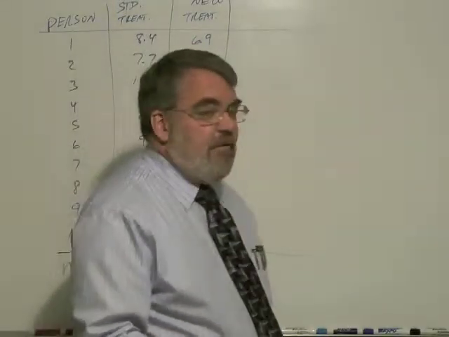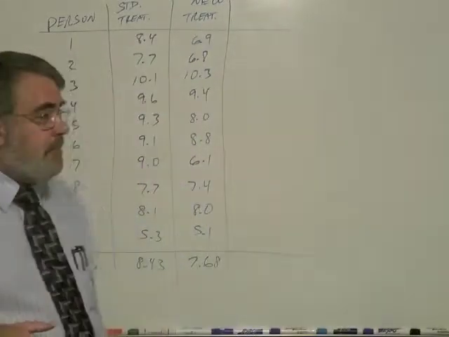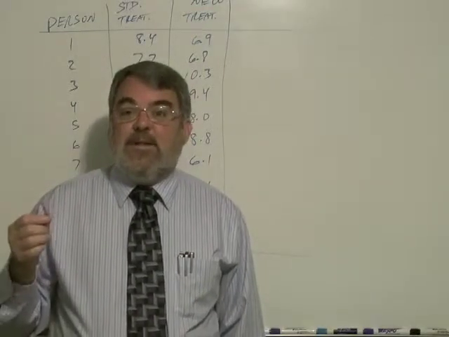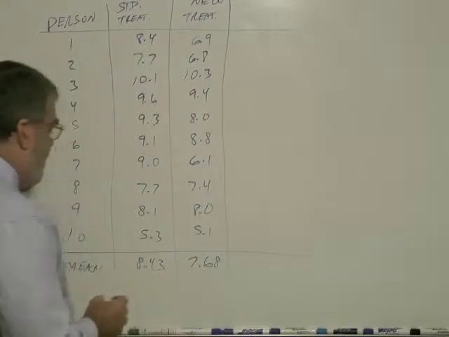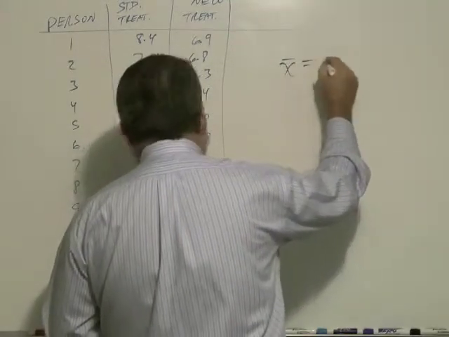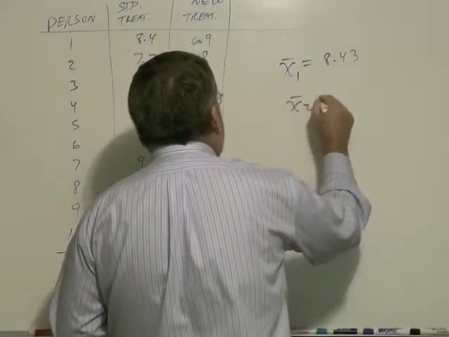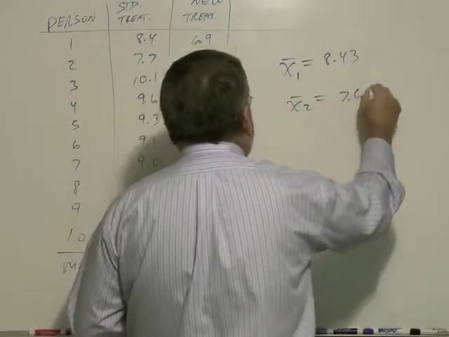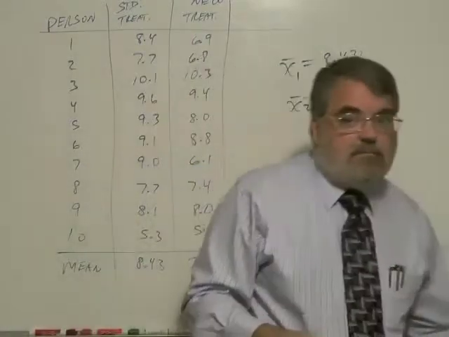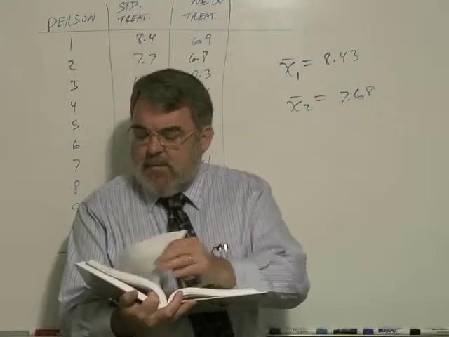So there are actually two ways to study this, to analyze it. And the first way is what we did in chapter 7, which was comparing the means of two samples. So if I look at the first mean, x bar 1 was 8.43 and x bar 2 was 7.68. If we compared those means using calculations, I think it's on page 250, let's look that up.